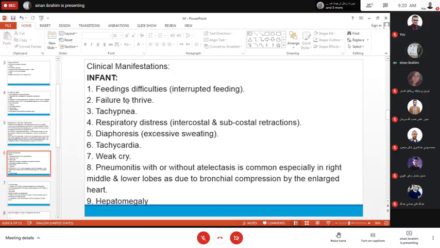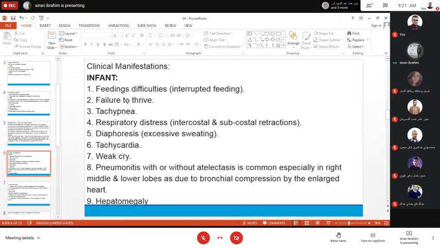Tachycardia, the patient will develop tachycardia according to the age. Usually in the neonate, the normal heart rate, as we know, is from 120 to 160, even to 180. But a patient with heart failure will develop more tachycardia, even 200, 190.